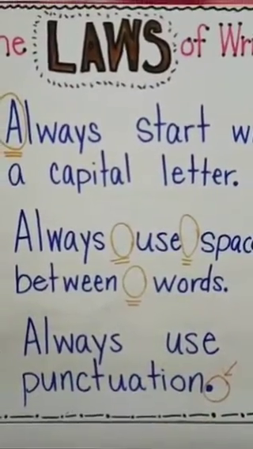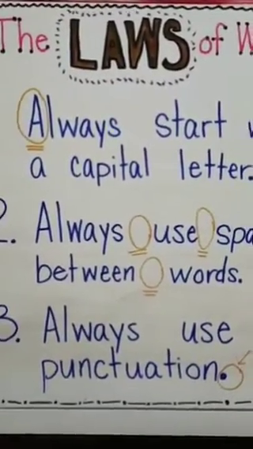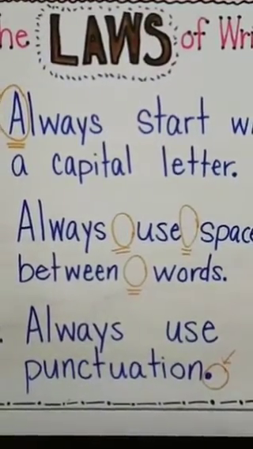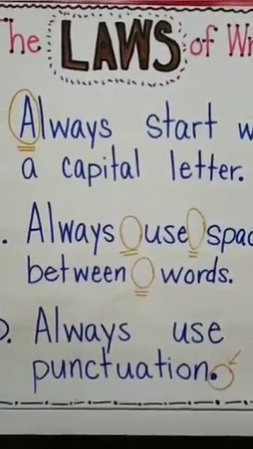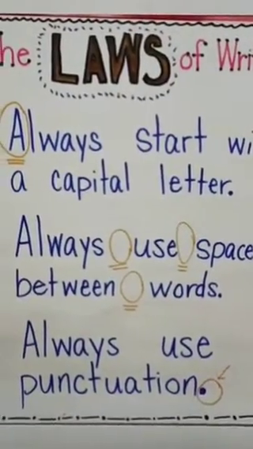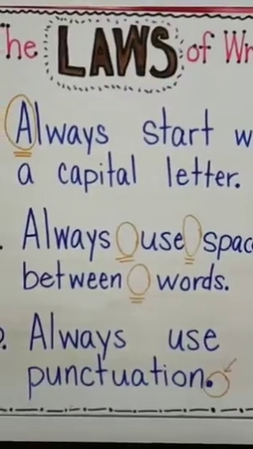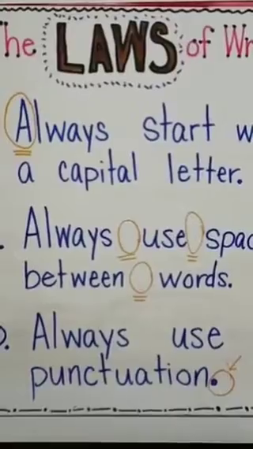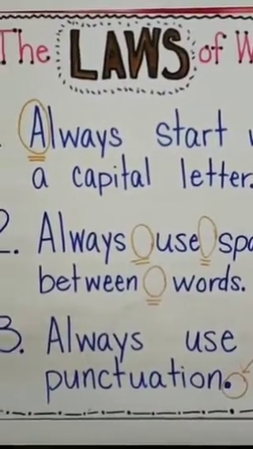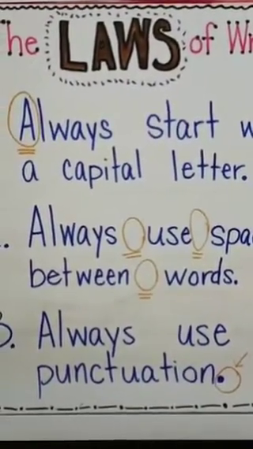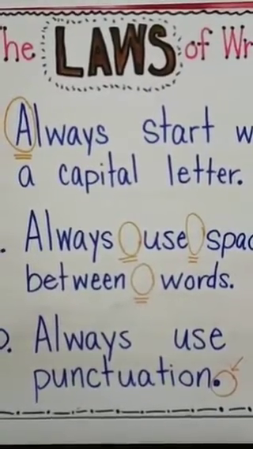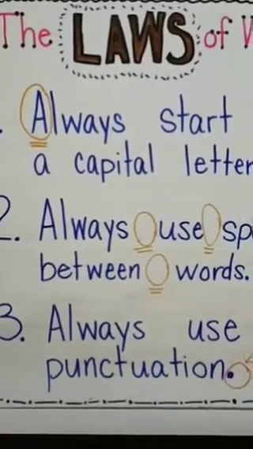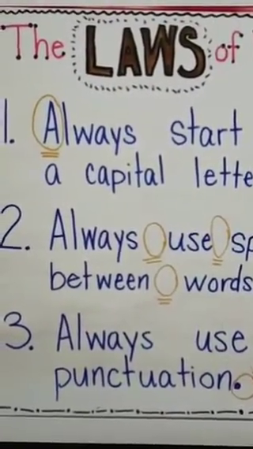Okay, so these are the 3 rules that you're going to use in your writing. The first one, always. Yes, remember the word, always start writing with a capital letter. You always begin writing your sentence with a capital letter. Remember, the first letter of the first word has to be capital. And all the other words are going to be small letters. Yes, the lowercase letters.